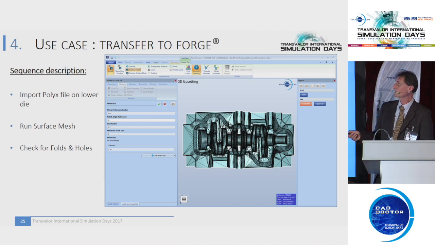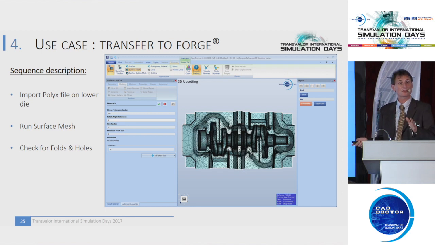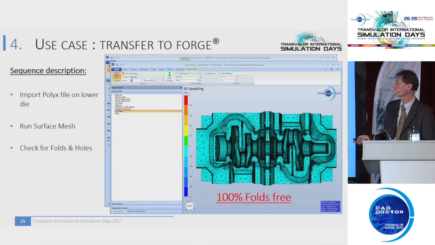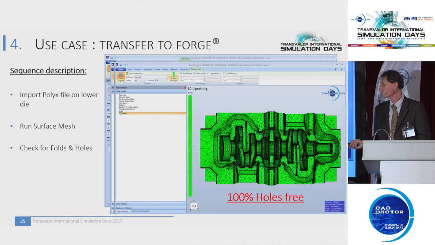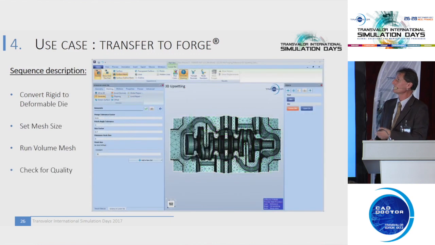And then we can run our usual surface mesh, so typically to get something more uniform. And then we can go through checking for faults and for holes. And here the system is showing that there are no faults and no holes in this geometry. So the geometry has been perfectly cleaned by the system. We can even move a little bit further.